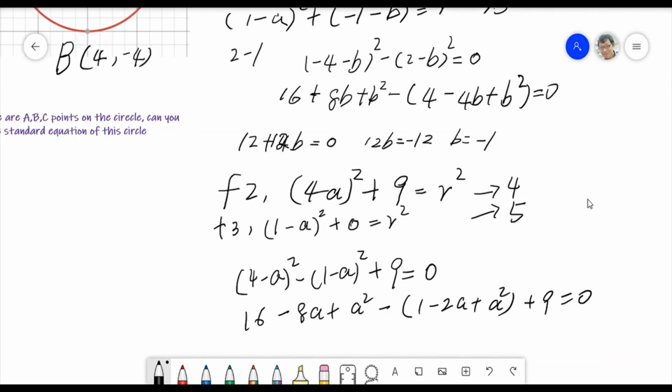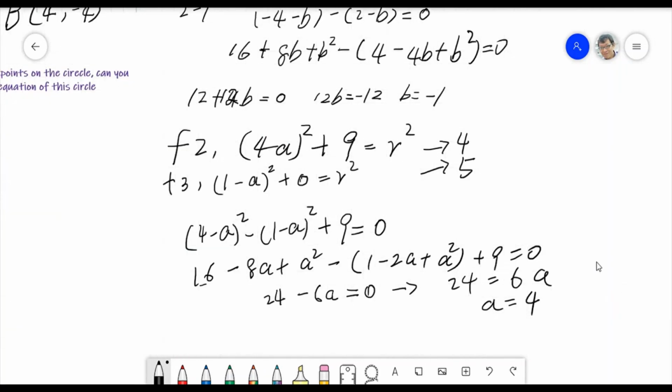Let's see what we can combine. So 16 minus 1, right? Plus 9. 16 minus 1 is 15. 15 plus 9 is 24. Okay, so negative 8a, then negative negative is plus. Negative 8a plus 2a is equals to negative 6a. And here, a square minus a square is equal to 0. So on the right side of the equation, we just write 0. And we can rewrite this equation as 24 equals to 6a, and a equals to 4. Alright? So we already get the center based on our observation.